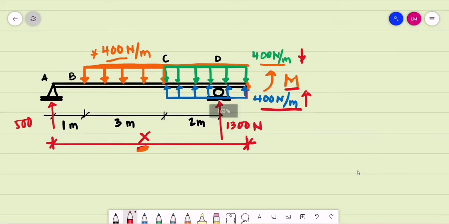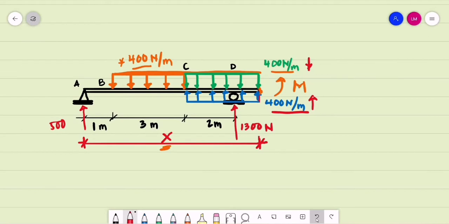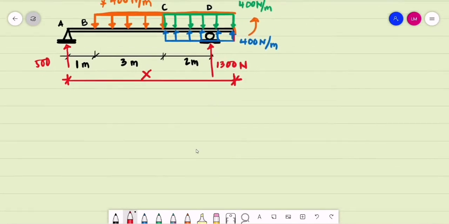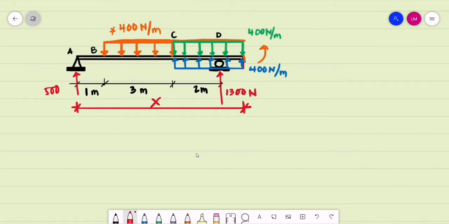Alright, so let's have our moment equation. Okay, for the moment equation, I'll be starting with the reaction at A, that is 500 newtons. So this is our moment. The magnitude of the moment is equal to 500, so 500 newtons is at a distance of x.